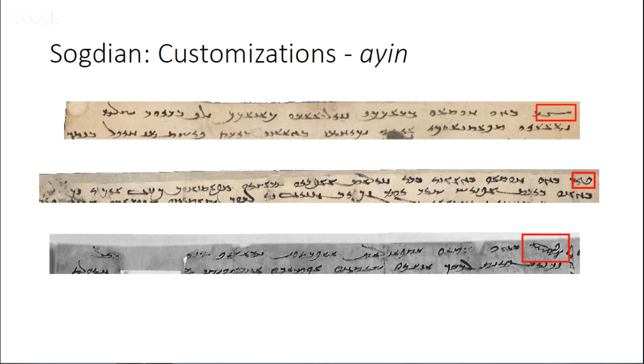So going back to Ain. Ain is a very, very special letter in Semitic languages. It represents the glottal stop. But in Sogdian, which is an Indo-Iranian language, that sound does not exist. So the Sogdians did not know what to do with this letter.